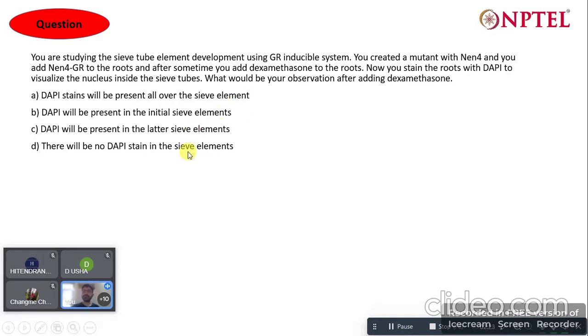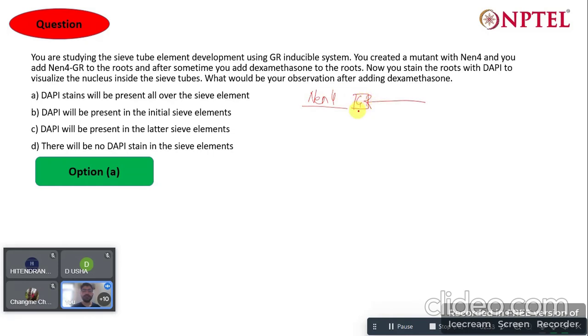Sorry, the answer will be B, not A, because first we'll understand the question. What we are doing is creating a NEN4 mutant; NEN4 helps in nucleus degeneration of sieve elements. And we are using a GR inducible system for it. So when we add dexamethasone, only then NEN4 will be expressed. Then we stain the tissues with DAPI. That's a negatively charged dye that stains the nucleus of the cell.